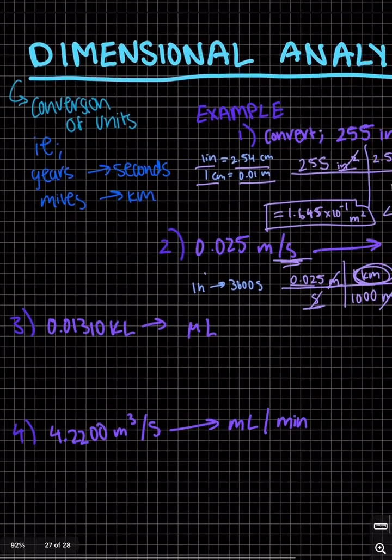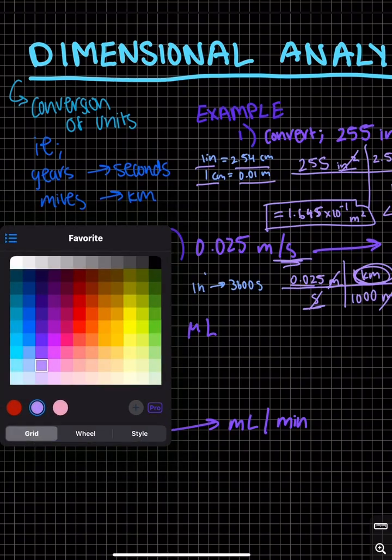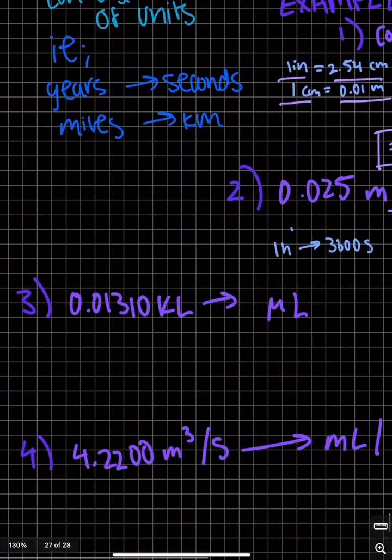Got it? Next question. So now I'm actually dealing with values of volume. And it's not really that hard. So this question is asking, convert 0.01310, it's a long number, kiloliters into, this looks like a funny symbol, but this is actually called a microliter.